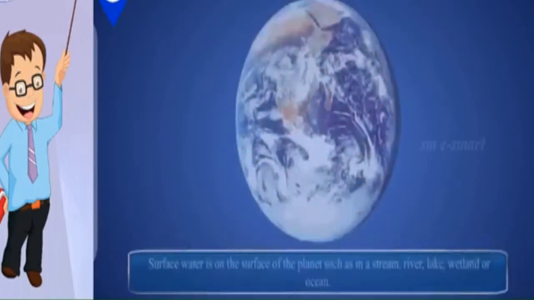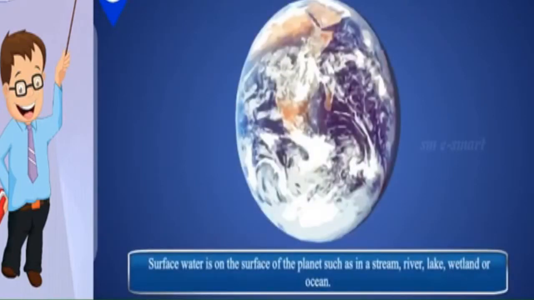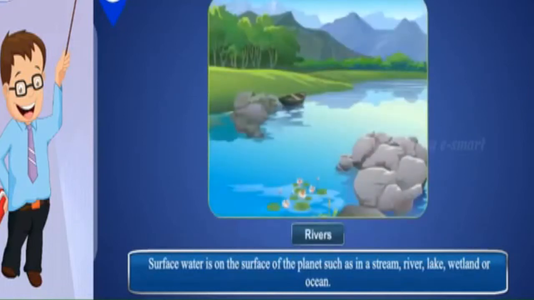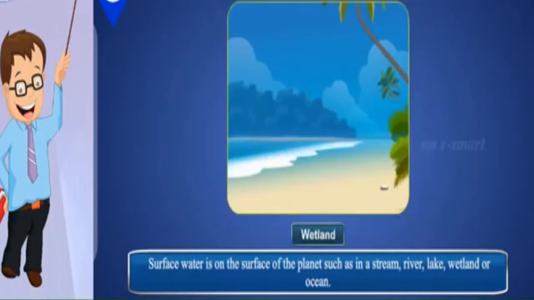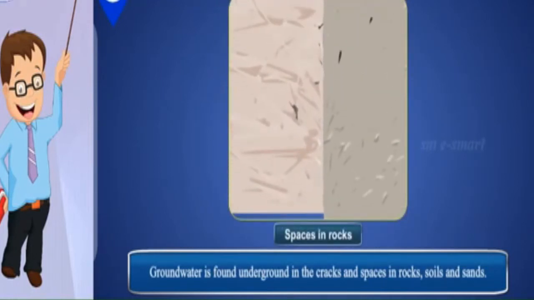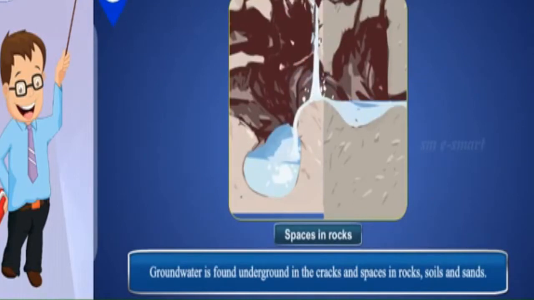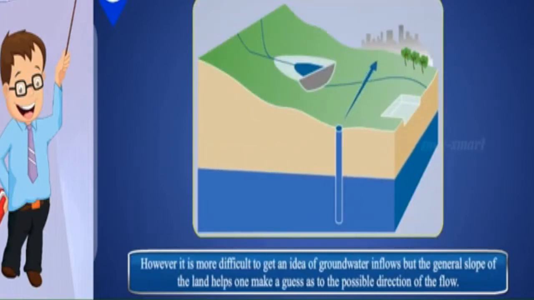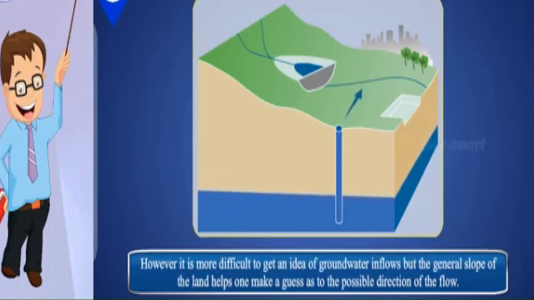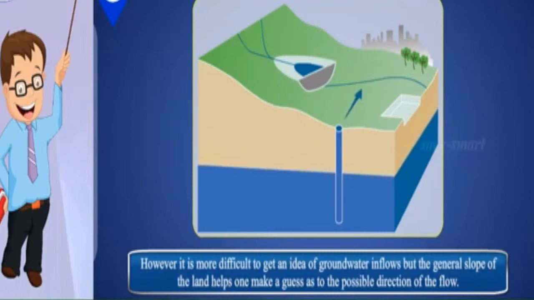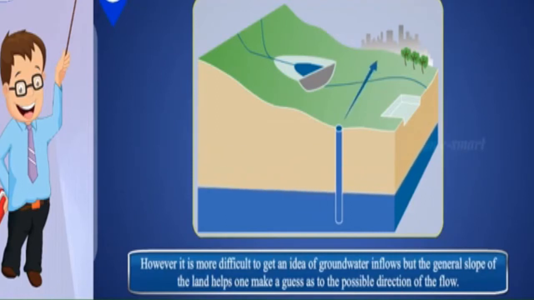Surface water is water on the surface of the planet, such as in a stream, river, lake, wetland, or ocean. Groundwater is found underground in the cracks and spaces in rocks, soils, and sands. However, it is more difficult to get an idea of groundwater inflows, but the general slope of the land helps one make a guess as to the possible direction of the flow.